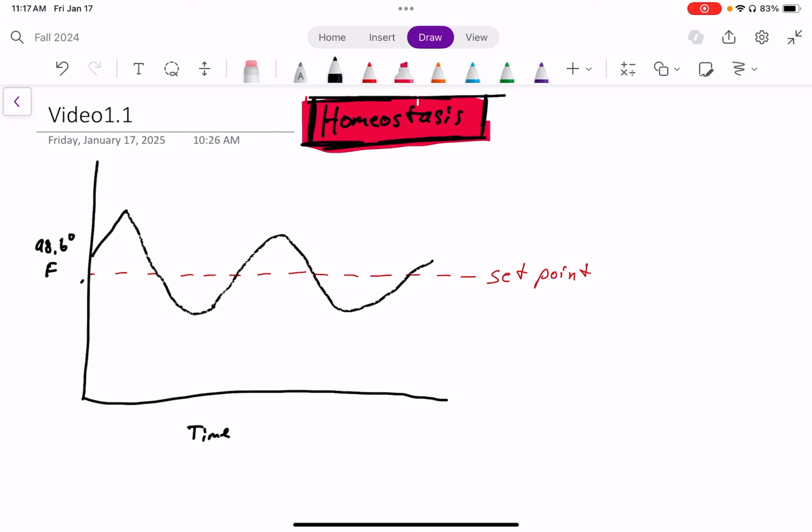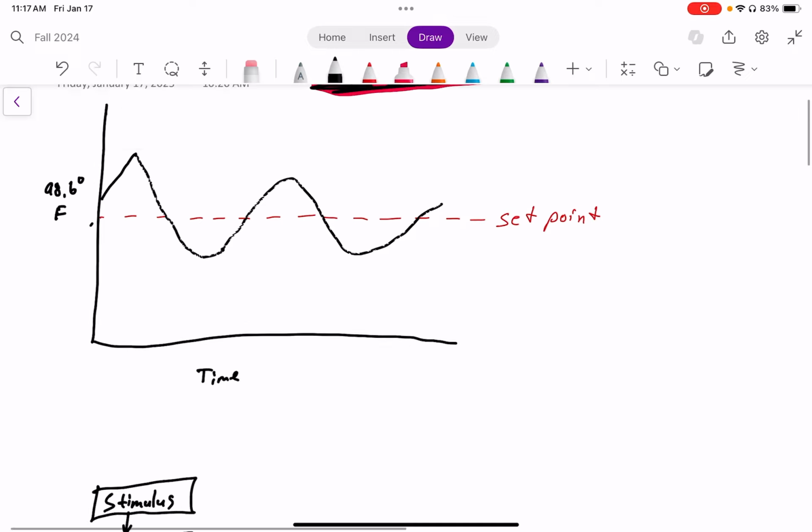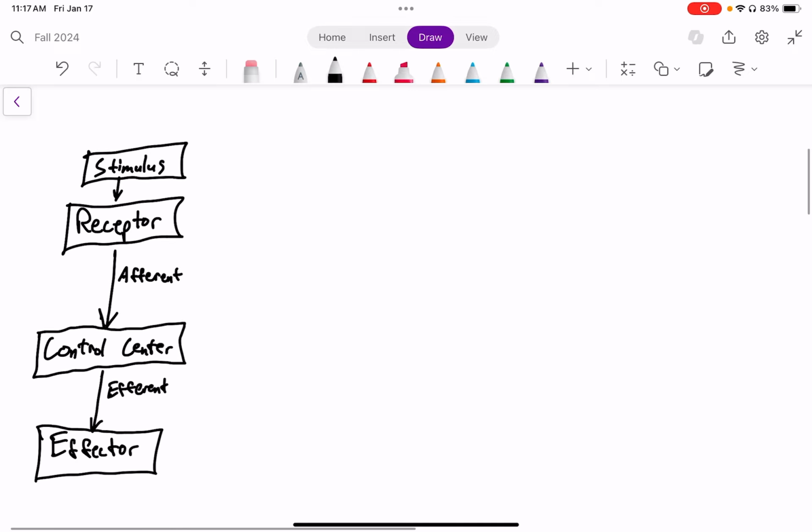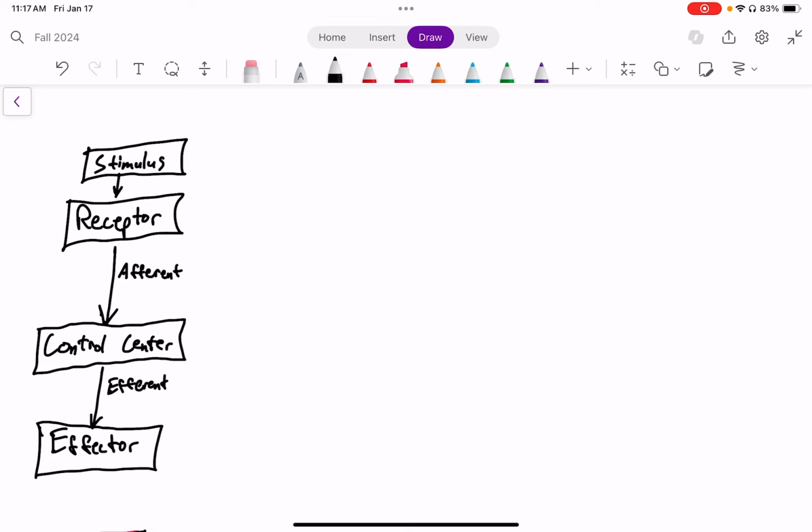Now, the way it does this is through what's called a reflex control pathway. And right here is the outline of what that looks like. It's how the body controls its internal organs and things. So what happens is you'll have a stimulus. And in the context of body temperature, perhaps the stimulus here is heat. The body increases in heat or it gets hotter outside.